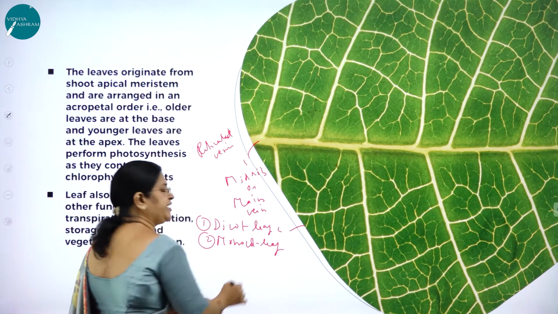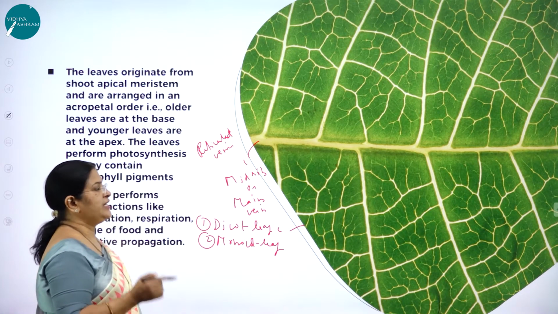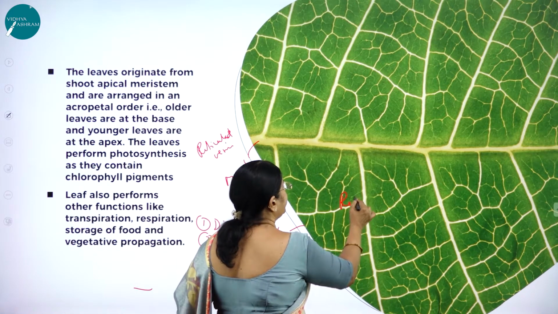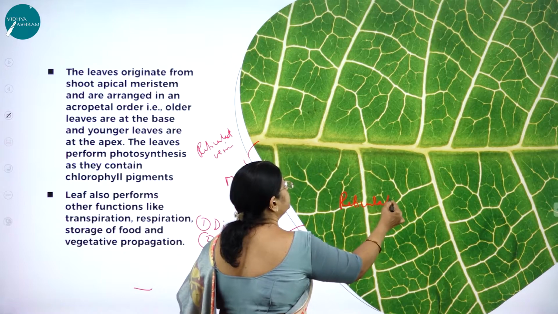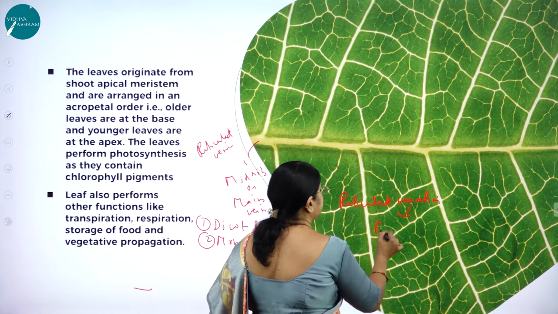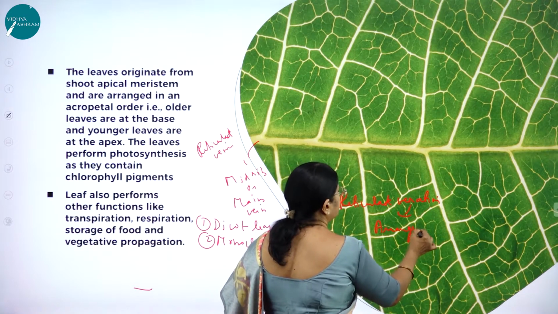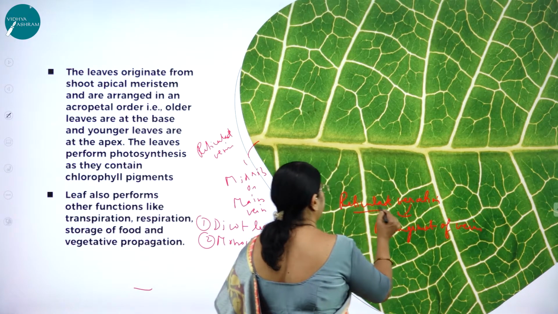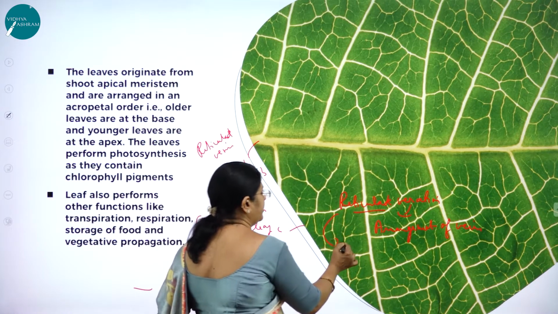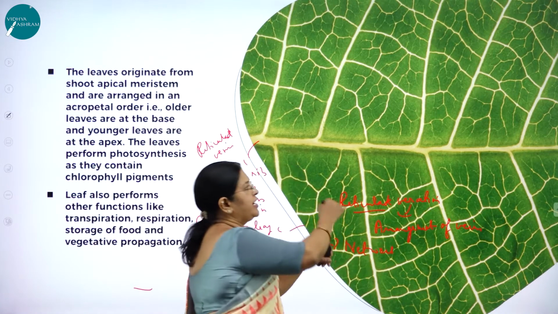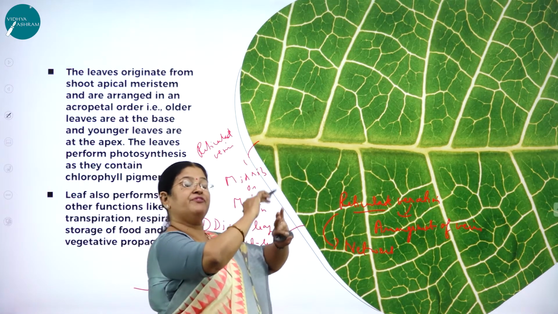How do we differentiate a dicot leaf from a monocot leaf? A dicot leaf will always have venation like this. This is called reticulate venation. What is venation? The arrangement of veins is called venation. What do you mean by reticulate? Network. Here you can see the arrangement of veins is in the form of a network.